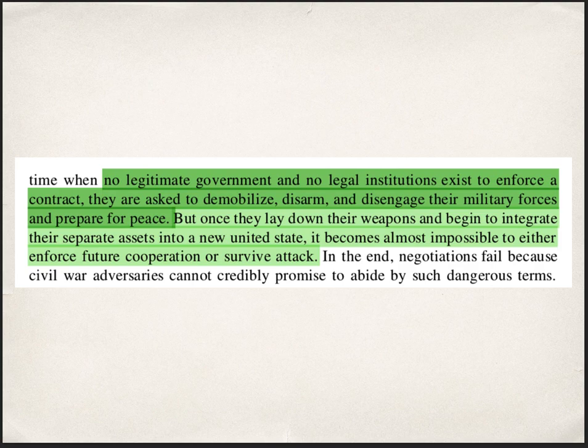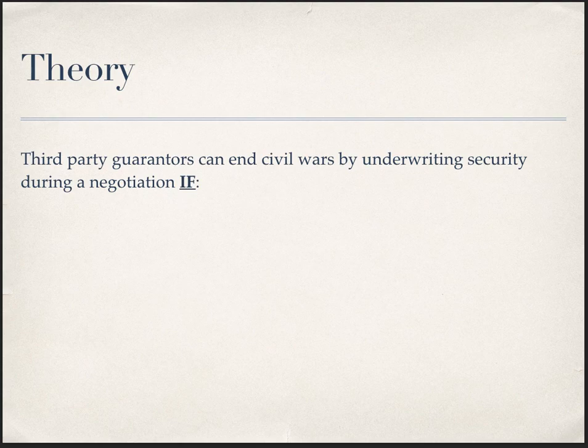Once a rebel group lays down its weapons and begins to integrate into the United States, it becomes almost impossible for either party to enforce cooperation afterward. So, as a result of this, we might expect that third-party guarantors, countries that come in from outside the civil war, can end those wars by providing a security guarantee.